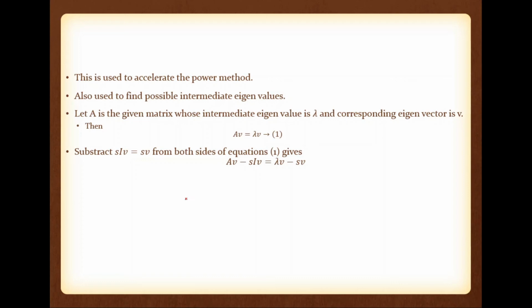Okay. So here you can see that V is a common term on both sides. So we can write (A minus SI) into V is equal to (lambda minus S) into V. So please note, (A minus SI) into V is equal to (lambda minus S) into V.